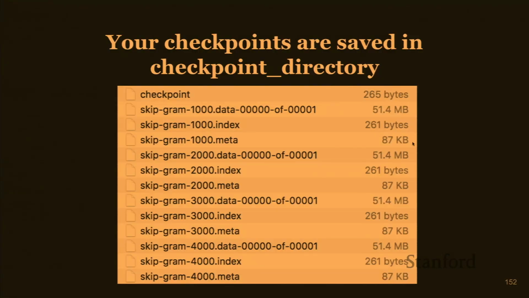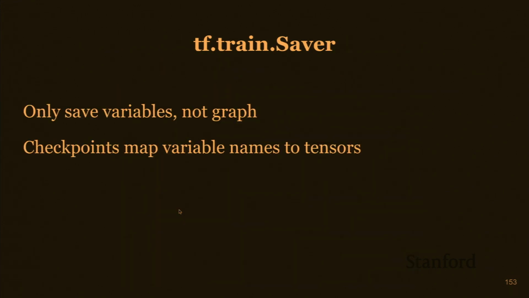So here's what the checkpoint directory will look like. One thing is that saver only saves variables and not the graph, so you still have to recreate the graph every time. There's another way: you can just reload the graph. You print out the graph definition into a protobuf file, and then you can reload that graph definition, so you don't have to recreate the graph every time.